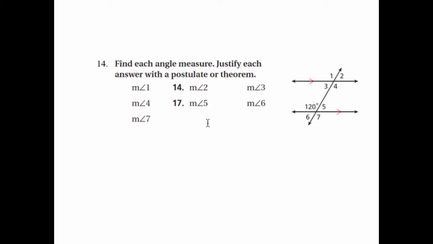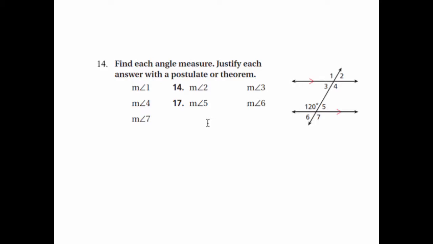Measure of angle 3. Linear pair theorem? You can use the linear pair theorem for 3. Yes. What is 3 a linear pair with? 4. True. But what else can you use? Vertical angles theorem. So you can use 2 different justifications for that. Good job. All right. Measure of angle 4.